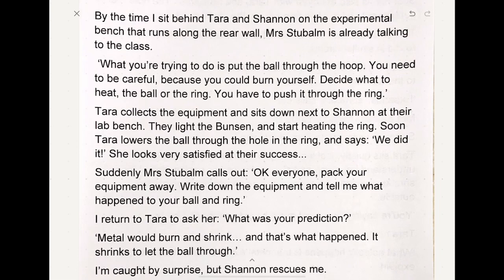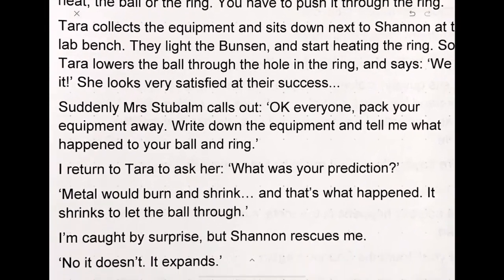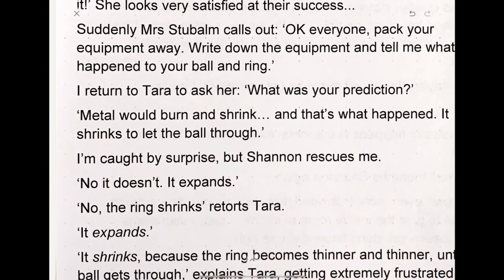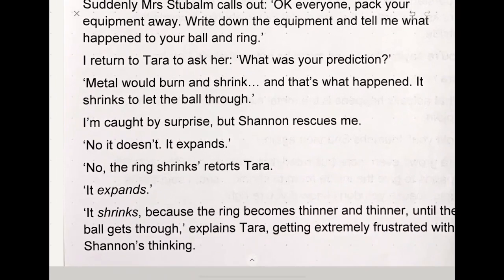She looks very satisfied at their success. Suddenly, Mrs. Stewbaum calls out, "Okay, everyone, pack your equipment away. Write down the equipment and tell me what happened to your ball and ring." I return to Tara and ask her, "What was your prediction?" "Metal would burn and shrink, and that's what happened. It shrinks to let the ball through."